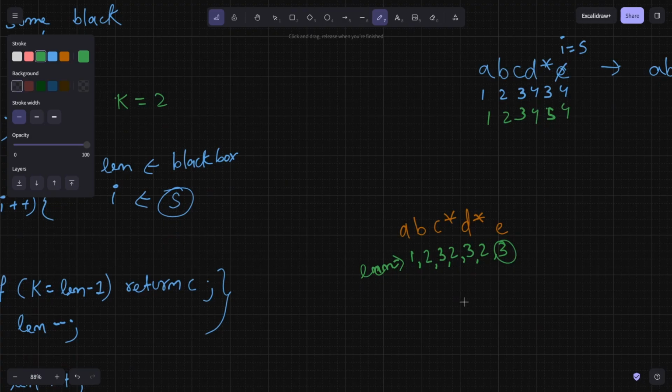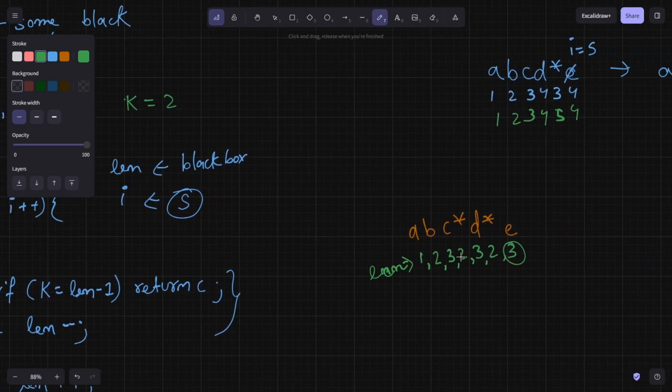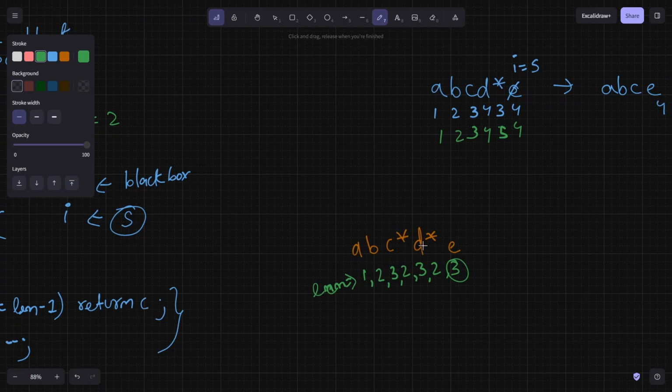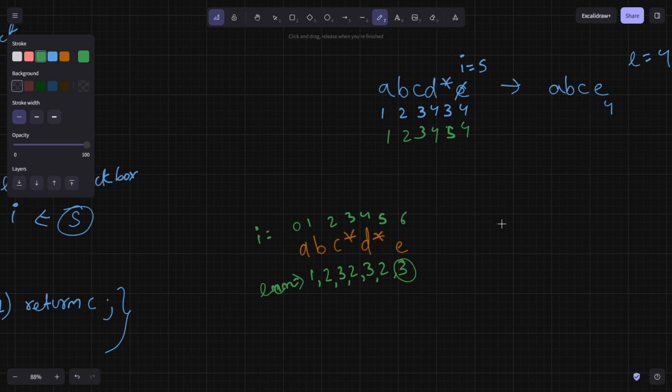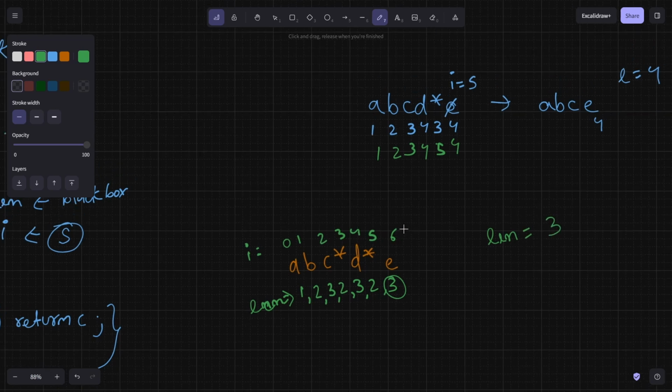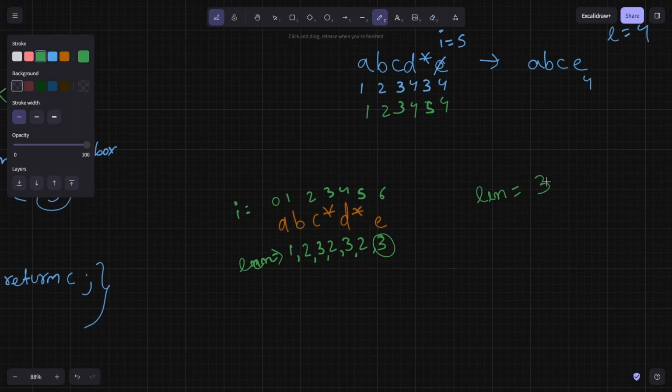So let's traverse from the back, okay. 0 1 2 3 4 5 6, so i equal to 0 to 6, and length we got equal to 3. So at 6 we do length minus minus, that's going to become 2. At 5 we got an asterisk, so we do length plus plus, that again becomes 3. At 4 we do length minus minus, that becomes 2. At 3 we again got an asterisk, so we do length plus plus, that becomes 3. At c we do length minus minus, that's 2. At b we do length minus minus, that's 1. At a we do length minus minus, that's 0, okay.